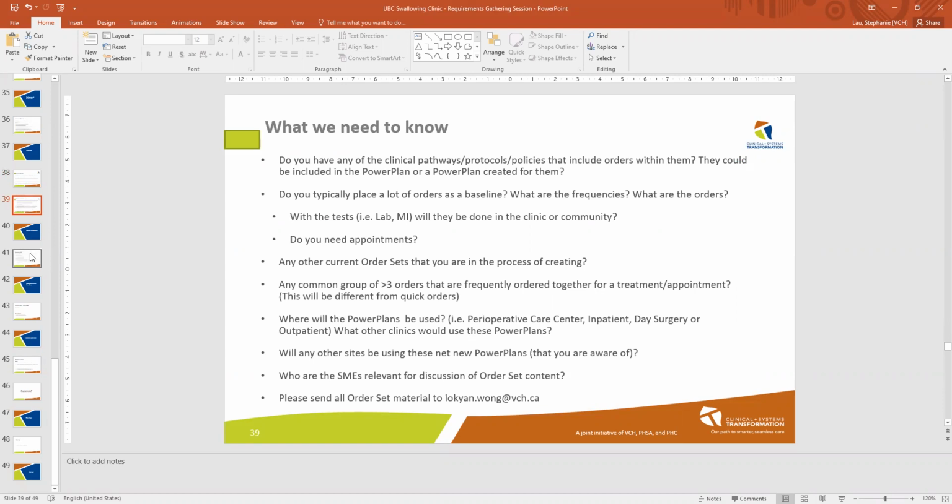Basically all we need to know is, do you have any pre-printed orders or any orders in policies, pathways, protocols, anything like that, that would be useful to have built out into the Cerner system?